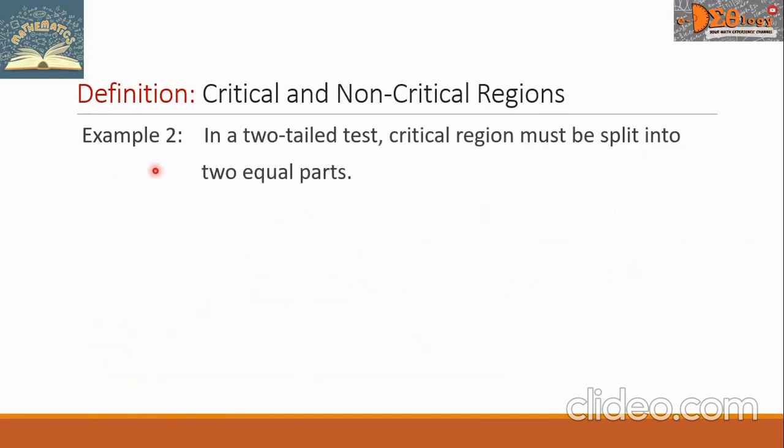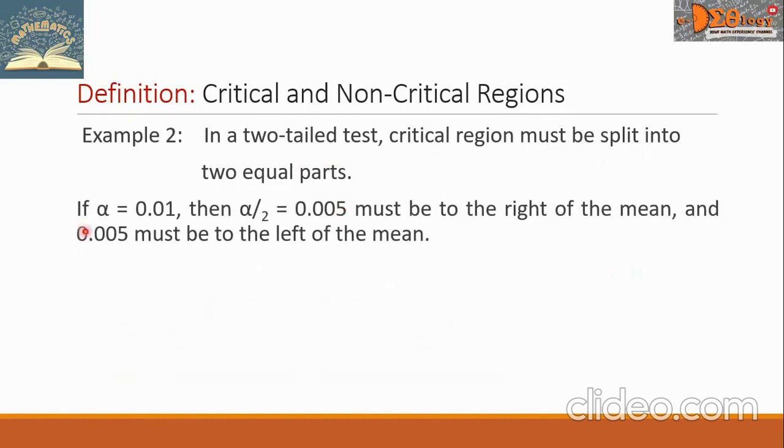Let us have example 2. In a two-tailed test, critical region must be split into two equal parts. If alpha equals 0.01, then alpha over 2 equals 0.005 must be to the right of the mean, and 0.005 must be to the left of the mean.